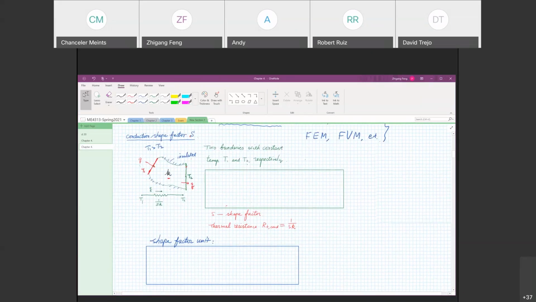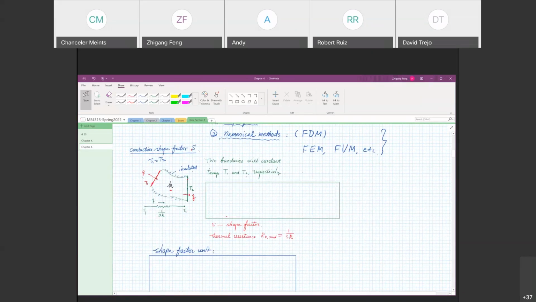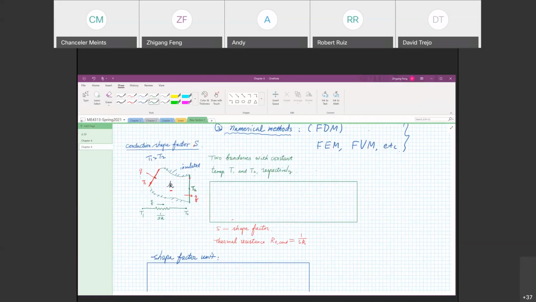The first method, using the shape factor. Now, first, let's set up the problem. It's a two-dimensional problem, so the geometry can be a little more complicated. And we have two boundaries, which require these two boundaries to have constant temperature. So one is temperature T1, the other temperature is T2. And these T1, T2 have to be constant.